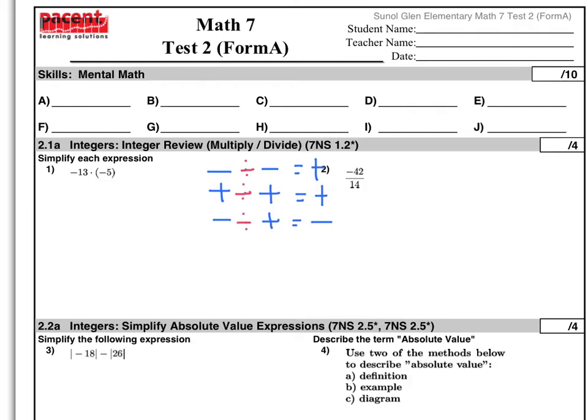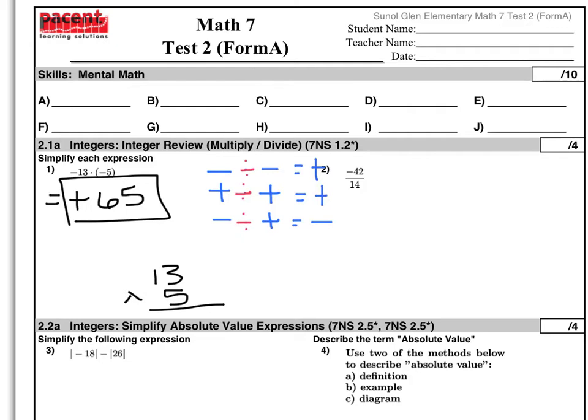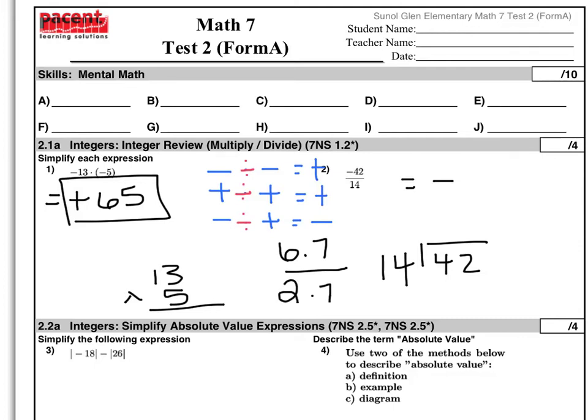So when I look at number 1, I know that it's a positive answer. And then I should have done 13 times 5 off on the side, and I would have gotten 65. Box your answers. Number 2. A negative divided by a positive gives me a negative. And when you do your long division, if that's how you want to do it, or you can take it to its primes. Remember, 42 is 6 times 7, and 14 is 2 times 7. And 6 is really 2 times 3. And I can cross out my equivalent forms of 1, and I'm left with a 3. So my answer is -3, because a negative divided by a positive is a negative.